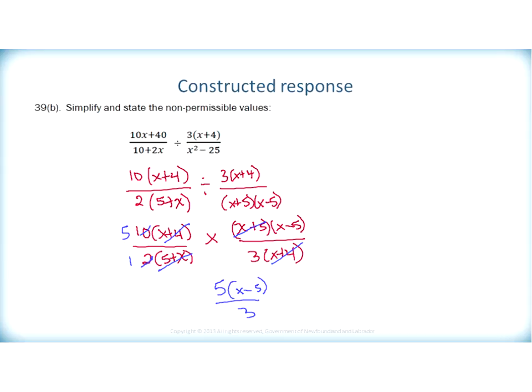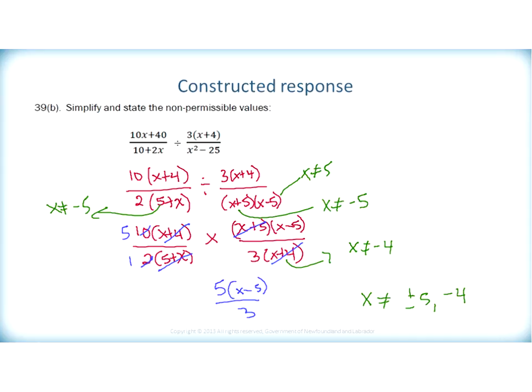And our MPVs would be here. x cannot equal negative 5. Here, x cannot equal 5. We have x cannot equal negative 5 again. And right here, we have x cannot equal negative 4. So our MPVs would be x cannot equal plus or minus 5 and negative 4.